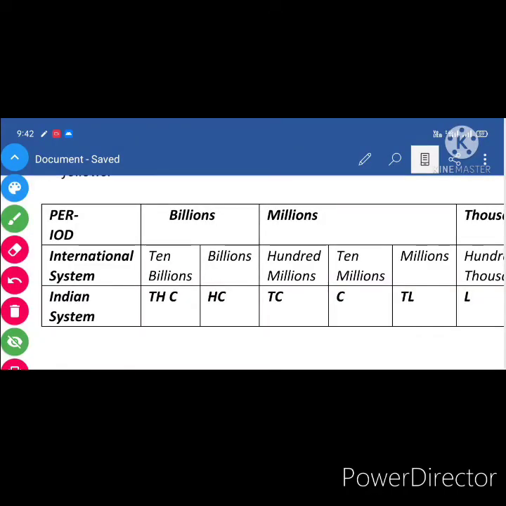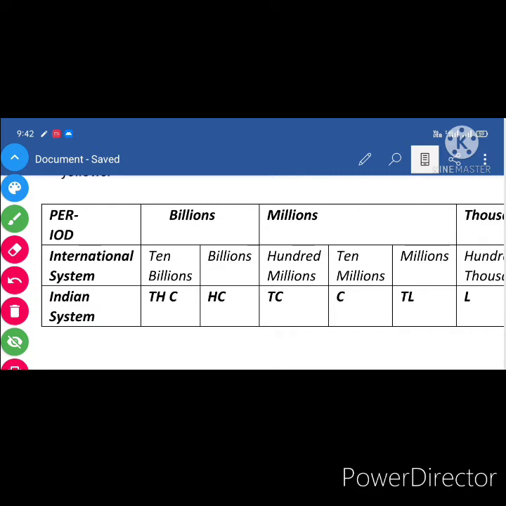So now we will understand it very clearly. If you understand this table clearly, then it will help you, and there will be no confusion, and you will understand the table very clearly. So first of all, we see this table.